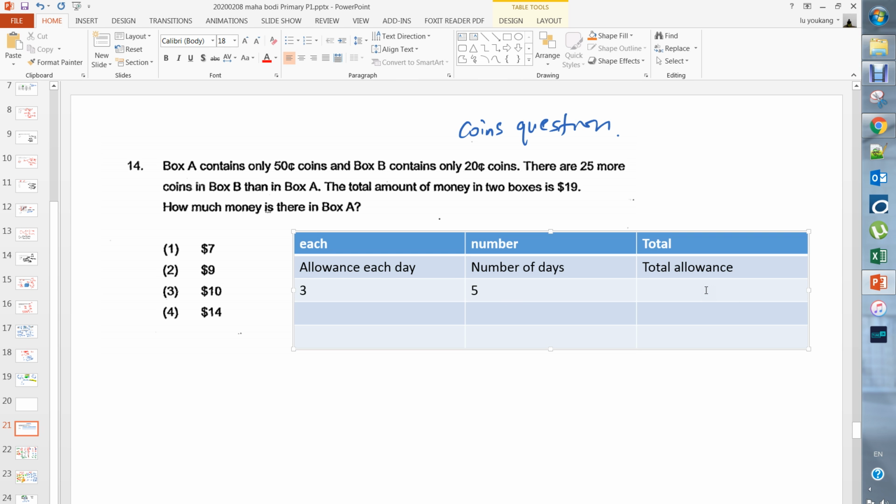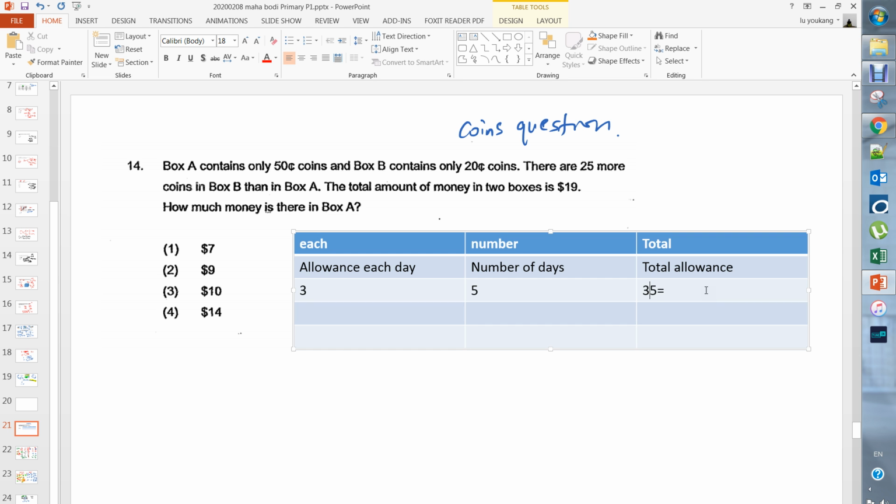Total allowance is? How do you get it? So what's the total allowance? One day is 3, 5 days. So what's the total allowance? 3 times 5, which is equal to 50? Good.